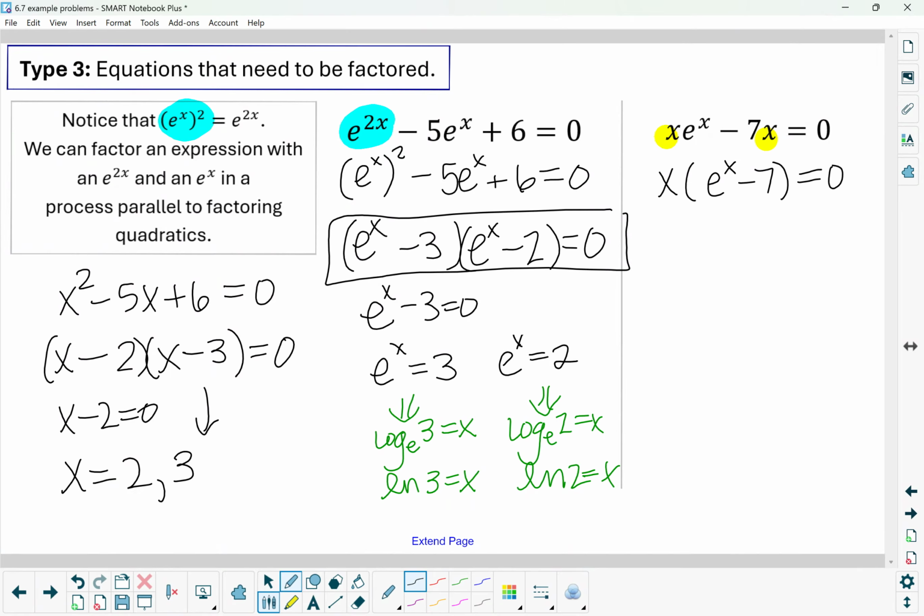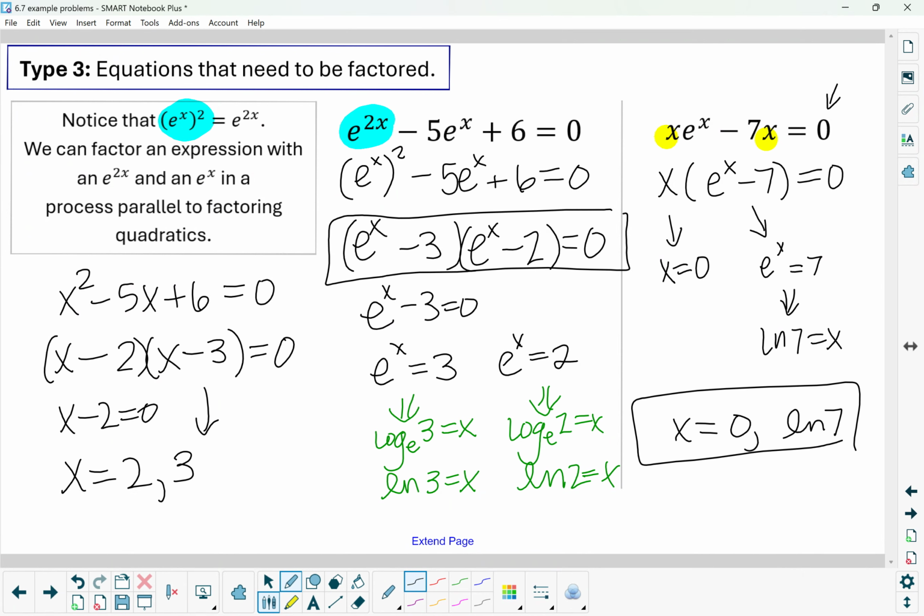Factoring, remember we want that 0 there because we want to use the zero product property. The x here tells us that x equals 0 is one solution. Our other solution is that e to the x equals 7. So that one we convert, and it's the natural log of 7. So our two answers are 0 and the natural log of 7. And again, you could get the decimal from your calculator for that.